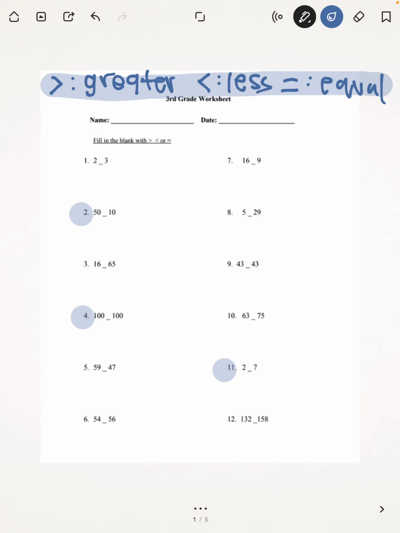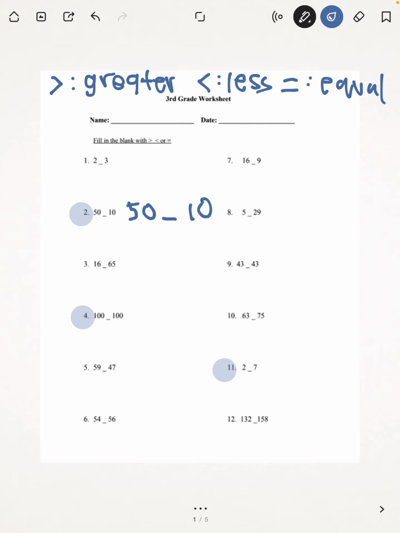So the first page that we're going to be going over is filling in the blank with a greater than, less than, or equal to sign. And above right here, I explained or wrote how each sign looks like. So first, a greater than sign looks like this. And the less than sign looks like this, and equal to sign looks like this. So make sure that you keep those in mind while we do these problems.